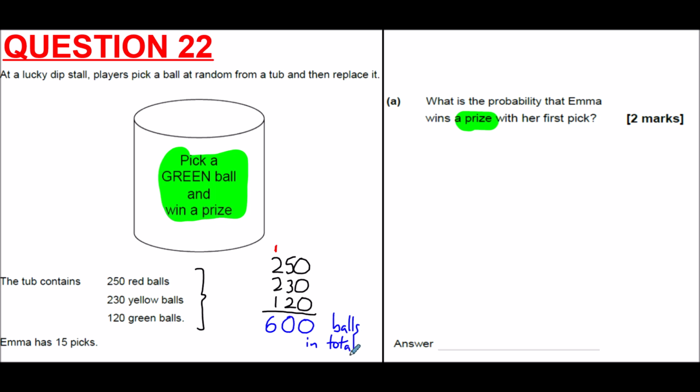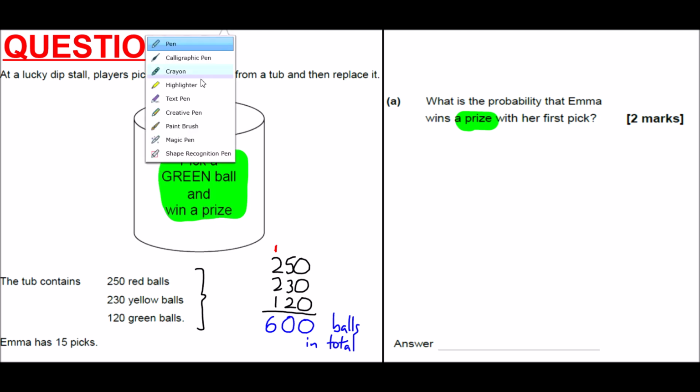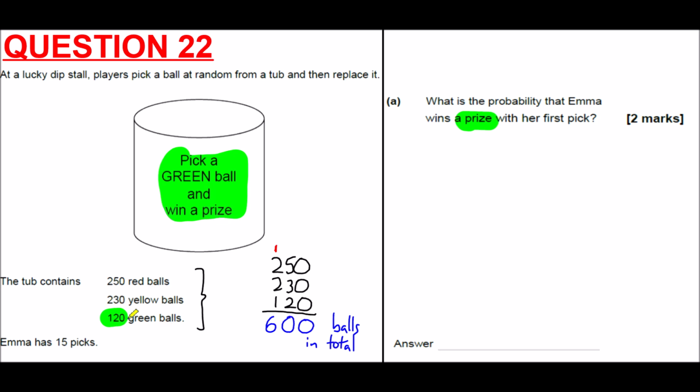Emma's going to win a prize if she picks a green ball. So how many are green? We're told that 120 are green. And so as a fraction of a total, we can say that 120 out of 600 are green.